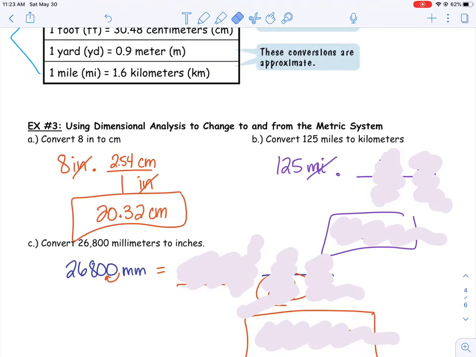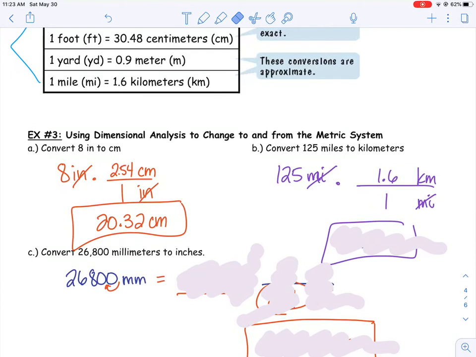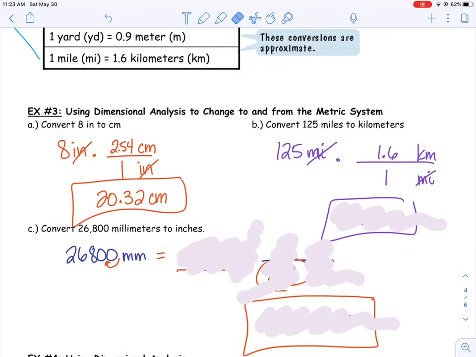All right, look at B. B says we have 125 miles, and we want to convert that to kilometers. I'm going to start with 125 miles. I'm going to use dimensional analysis and a unit fraction to get out of miles and into kilometers. I'm going to use my chart to figure out how many kilometers there are for every mile. And I ended up getting 1.6 kilometers for every 1 mile. I'm going to multiply 125 by 1.6, and I end up getting 125 miles is really the same thing as 200 kilometers.